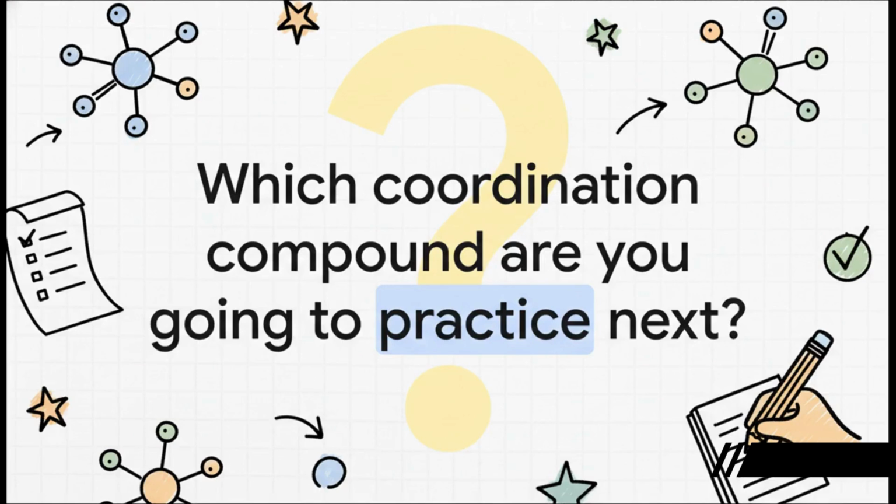The only way this becomes automatic is if you use it right now. Go find a practice question, run this 4-step checklist, and prove to yourself that you've got this. You're ready to face any nomenclature question they can throw at you. Now go get those marks.